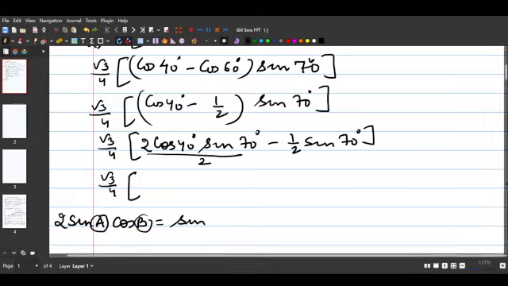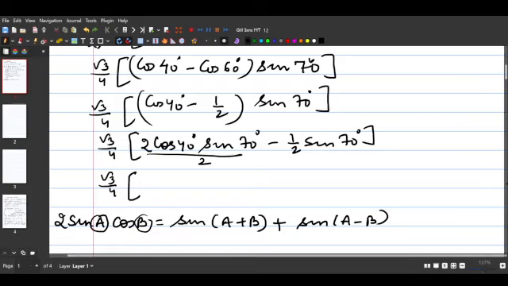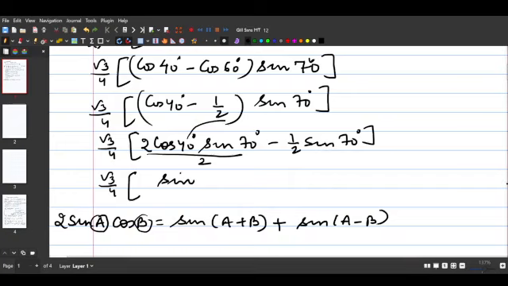So I'm going to use sine of A plus B plus sine of A minus B. If it were reversed, meaning the cos angle is bigger than the sine angle, there is only one change. In place of plus, we use the minus sign. This is a very, very important point, so please don't forget. According to our requirement, I'm going to use this. So I'll write sine of A plus B. A plus B means 110, right? Plus sine of A minus B, that is 30 degree.